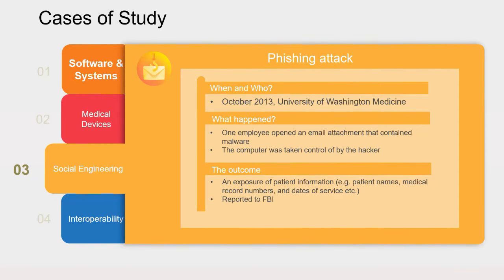The people who work in healthcare organizations can often be targeted by hackers as well, in order to open a backdoor to their information systems by phishing attacks. In early October 2013, one of the computers at the University of Washington Medicine was taken control of by hackers, as one of their employees opened an email attachment that contained malware. The compromised data stored in that computer was patient information including patient names, medical record numbers, and dates of services. The incident was identified and reported to the FBI the next day.